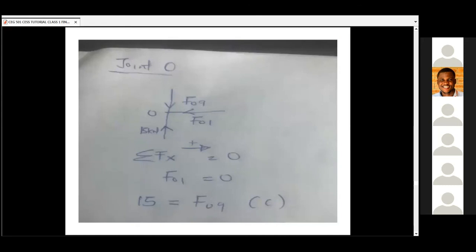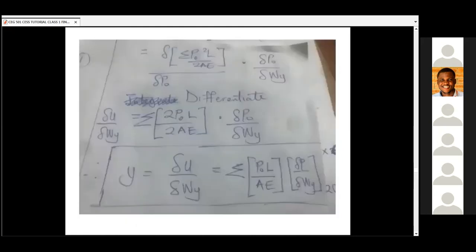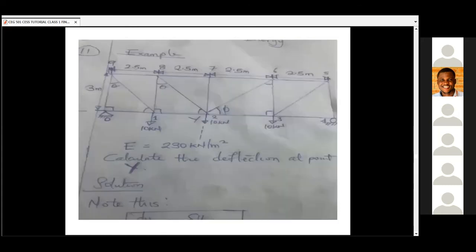Okay, so if I start with point zero, now my point zero is from the question. Point zero is the farthest one here, which I indicated with zero here. It is the farthest left bottom. So that's where I'm starting from. So the forces that will be acting on that joint zero are what I tried to indicate here.